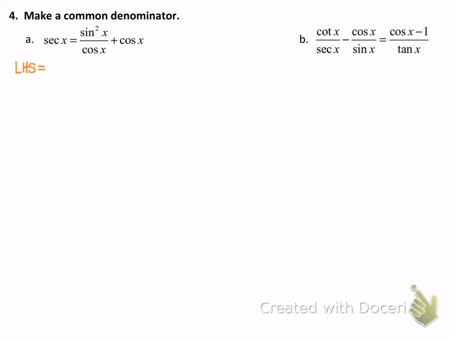So I have my left-hand side equal to sine squared of x divided by cosine of x plus, and then what I'm going to have to do is multiply times cosine x on the top and the bottom so that I can create a common denominator. So then my new numerator on this right term becomes cosine squared x, and then over the denominator just cosine of x. So now I can add them together, which I will.